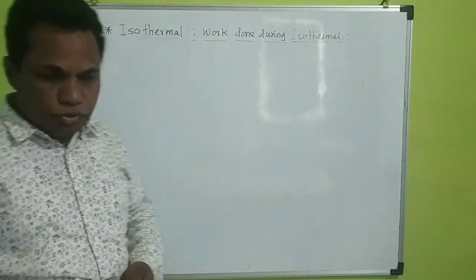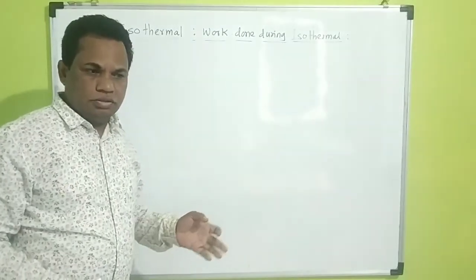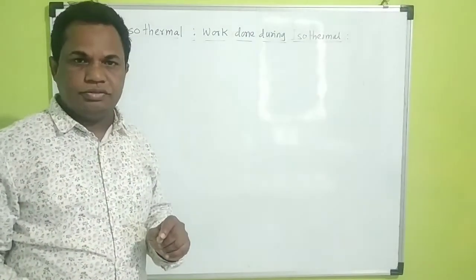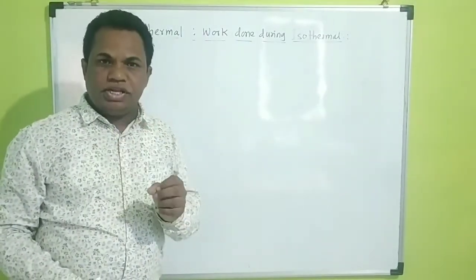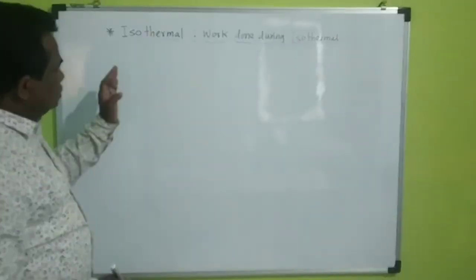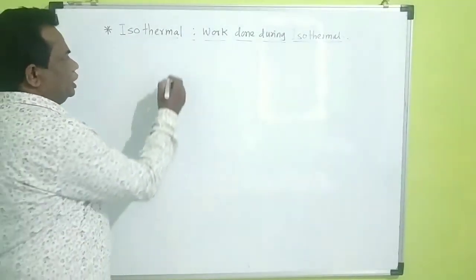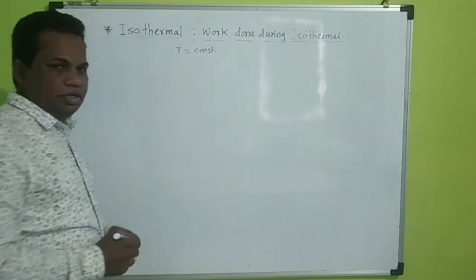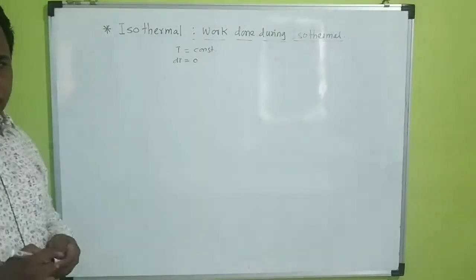So friends, you know the different types of processes. There are at least 5 processes. One is isothermal, another is adiabatic, third one is isobaric, isochoric, and one more is quasi-static process. So all of you know that during the isothermal process, what quantity is constant? Temperature T is constant. That means dT is 0. Change in temperature is 0.